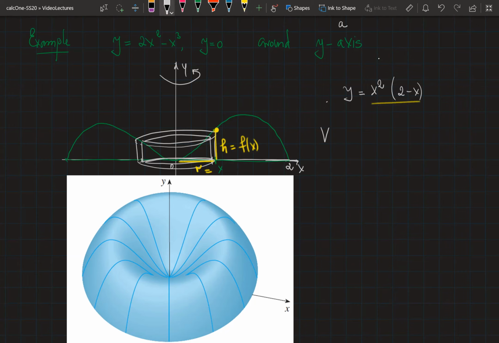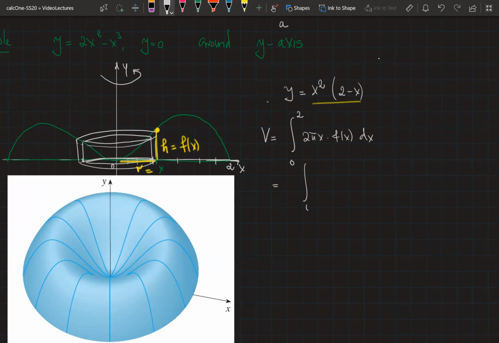So the volume of this object is going to be the integral of 2 pi x multiplied by f of x dx, and we have to integrate this from 0 to 2. Basically, we're going to choose the points in order to create the cylindrical shells from 0 to 2 over the x-axis. The rest is the technical calculations. It's going to be the integral from 0 to 2 of 2 pi multiplied by x multiplied by f of x, in our case 2x squared minus x cubed, with respect to x.